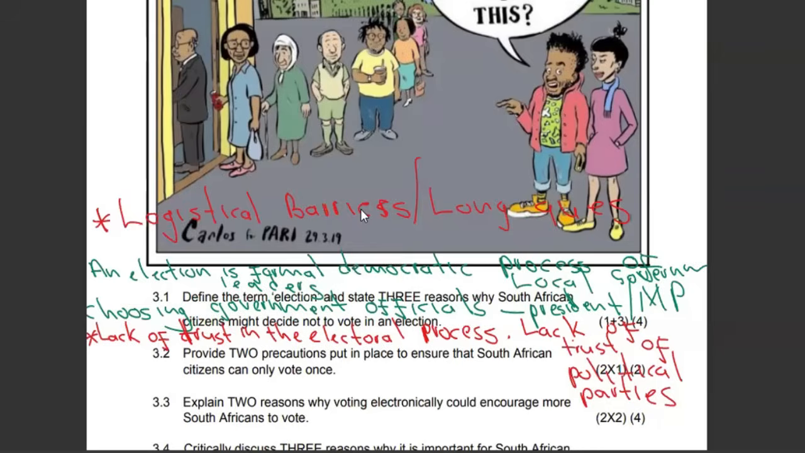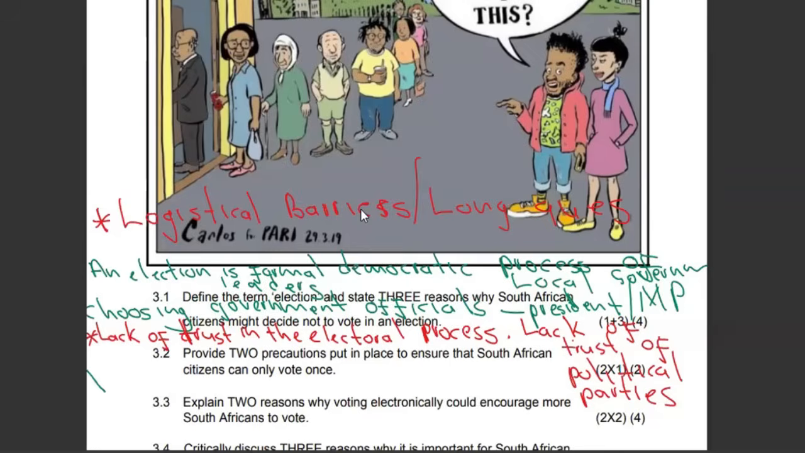All right, moving on to the next part of the question. Explain reasons why voting electronically could encourage more South Africans to vote. Okay, before we go to that one, provide 2 precautions to put in place to ensure that South African citizens can only vote once.